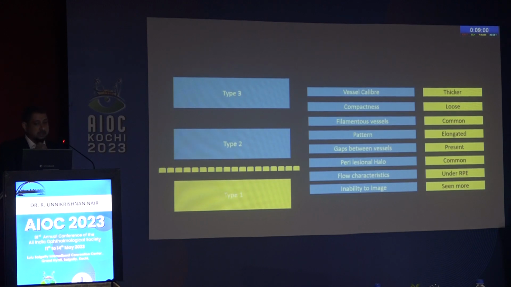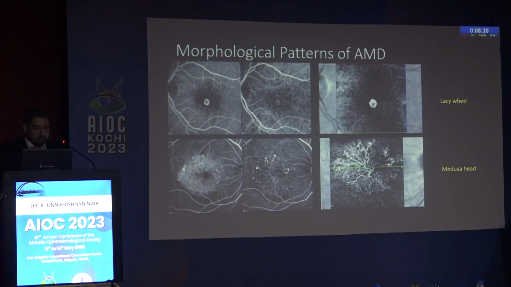The vessel caliber is thicker. The compactness is looser. There are gaps between it. It's a filamentous pattern. A perilesional halo is seen commonly. The flow characteristics show that it's under the RPE. The structure flow doesn't go above it, and there is often inability to observe it because there are hemorrhages, there's edema, there's fibrin, all these things. So these are some of the morphological characteristics of AMD.